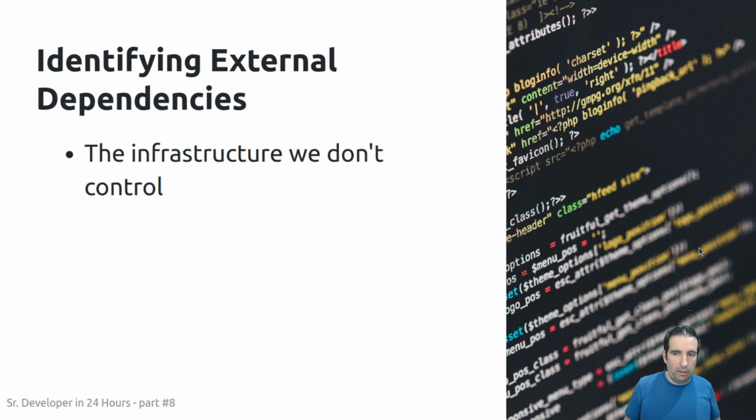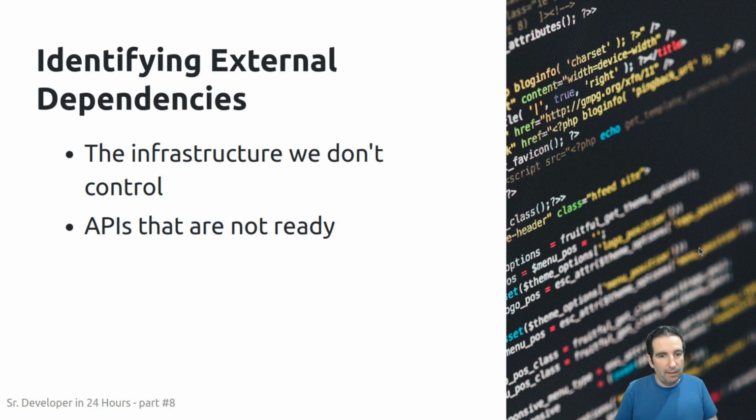So what are we talking about? We're talking about the infrastructure that we don't control. If it is something that we can set up on our own, then it becomes a lot more certain whether this is going to fit within our timeline, whether we can scramble to get the infrastructure set up and running, things like that. But if we do not control this infrastructure, then we should definitely identify it as a possible risk that could affect our development.